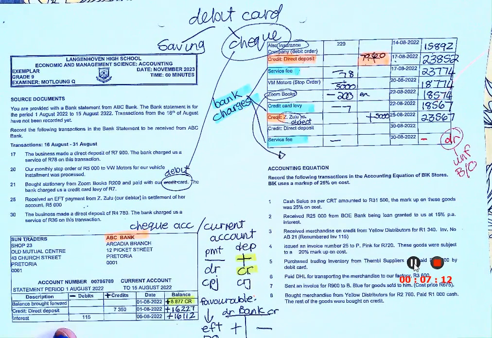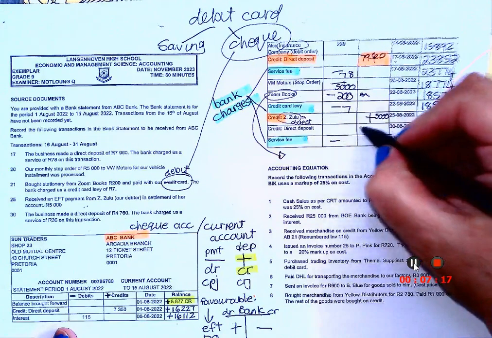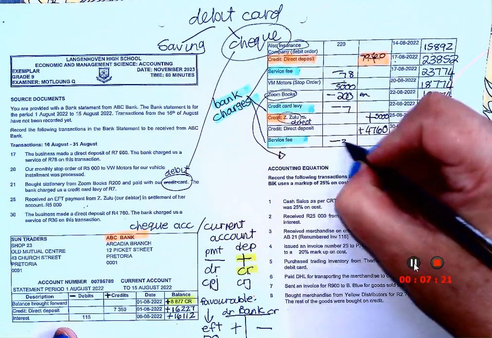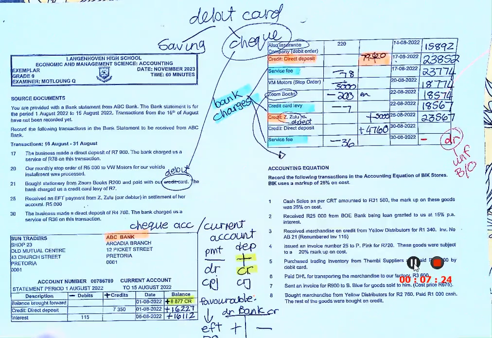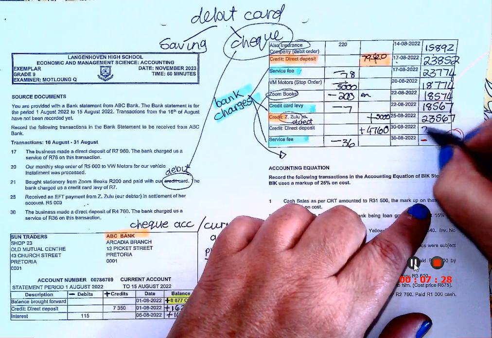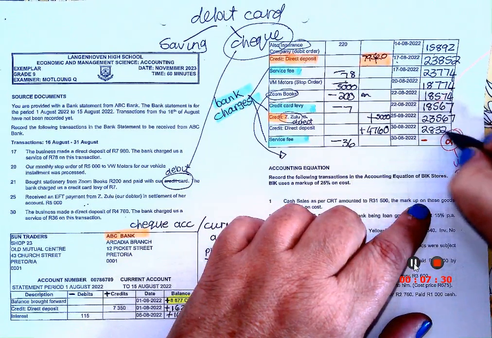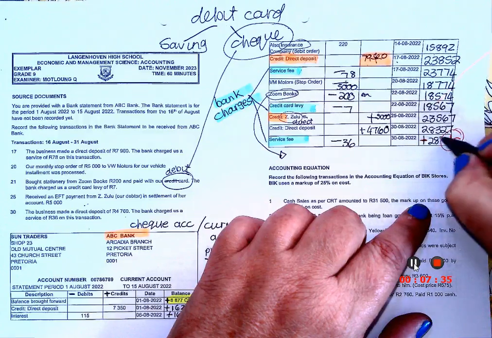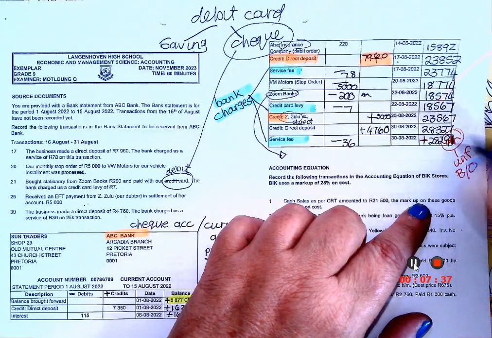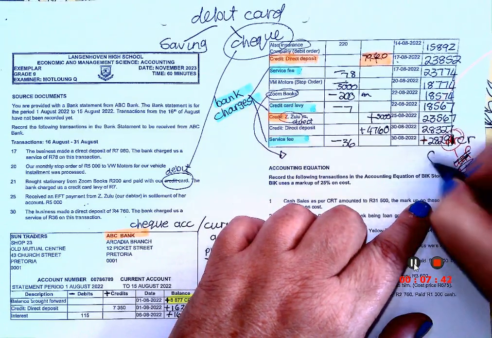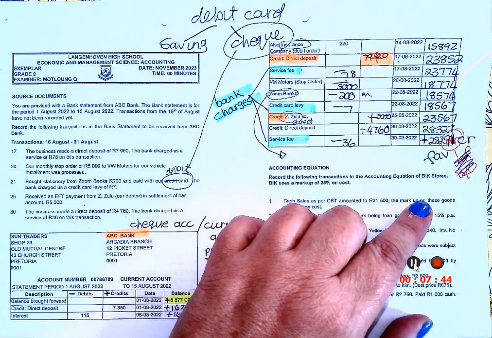There's the bank. And that's going to give me 4,760 and charges 36. So how much is this now? 28327. And this is going to be 28291. And can you see now it's a credit balance. So now it's favorable and it's current.